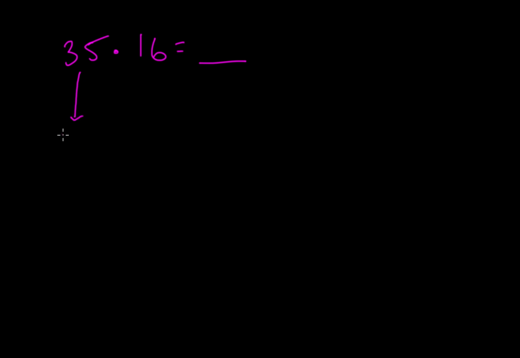So you can multiply 35 by 2 and get 70, and divide 16 by 2 and get 8. And you'll get the same answer when you multiply these two. So the answer you'll get is 560. So as you can see, it's a really simple trick.